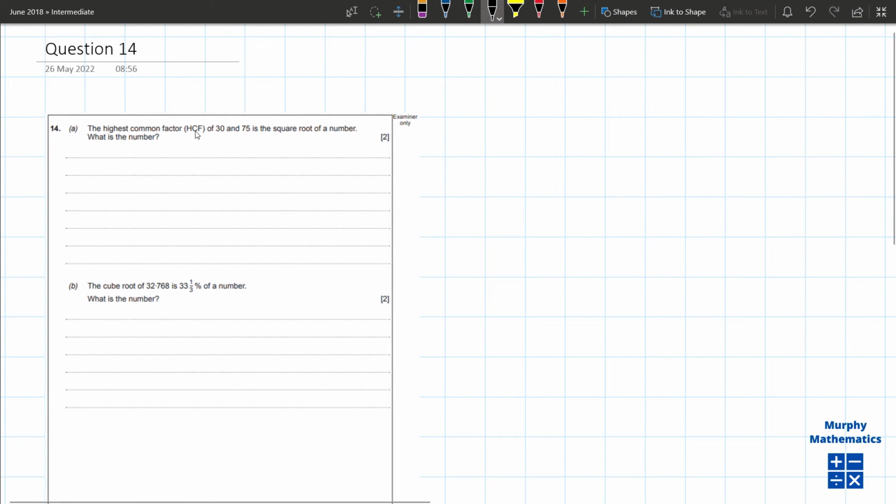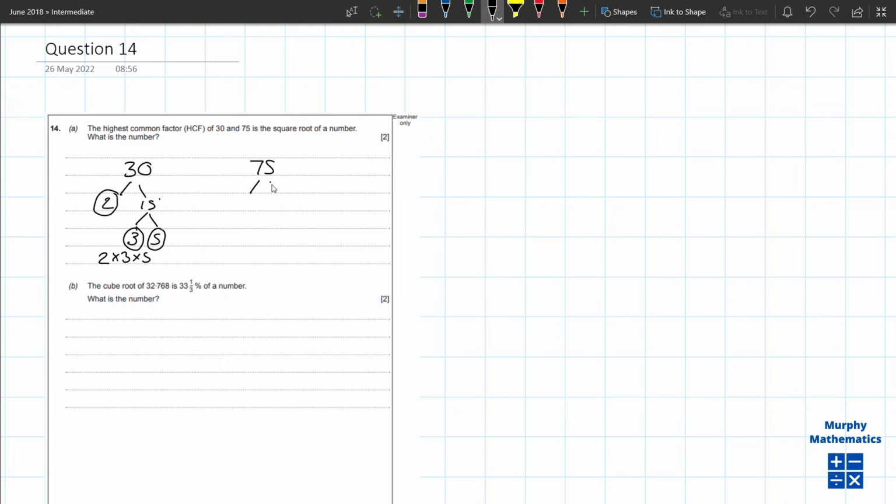We've been told the highest common factor of 30 and 75 is the square root of a number. What is the number? Okay, so let's just try and find out our highest common factor of 30 and 75. Let's do our factor trees. So we're going to have 2, 15. So 2 times 15 equals 30. 2 is a prime number, so I stop there. 15, I've got 3 times 5, and 3 and 5 are both prime. So I make 30 with 2 times 3 times 5.